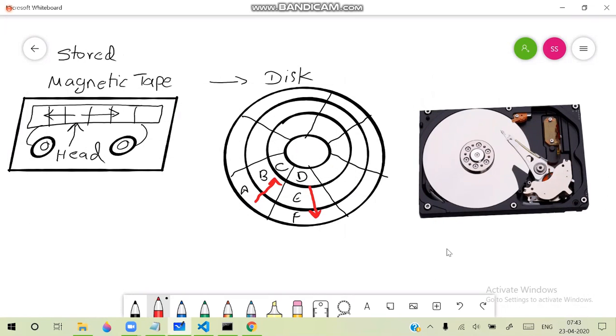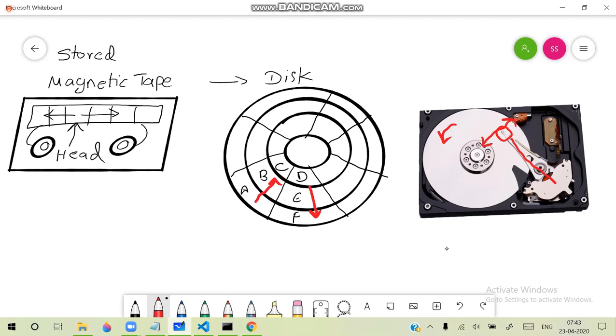This is the read-write head, and this is the disk. You see the disk rotates in this direction, round. And we have a read-write head. The read-write head moves in this direction, because it is fixed with that spindle. We have a spindle, and to the spindle it is fixed.